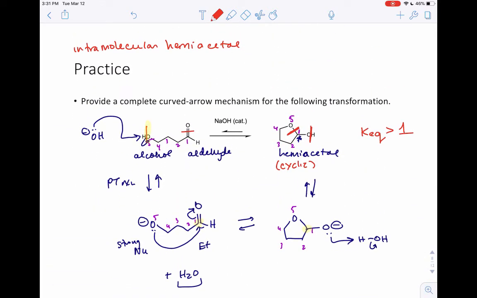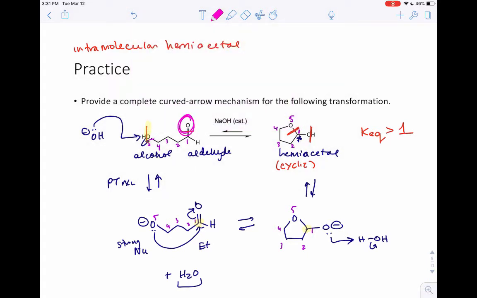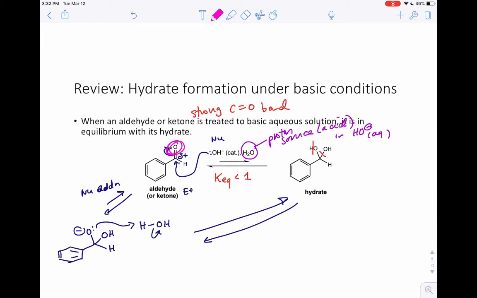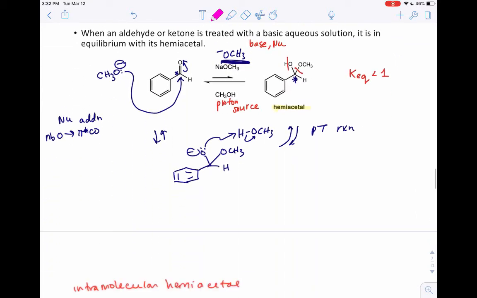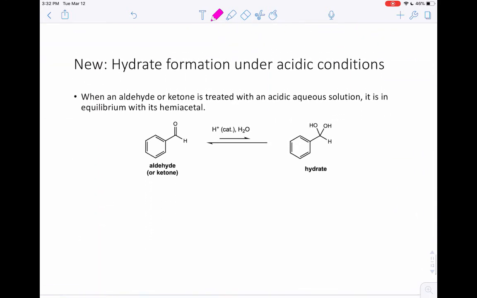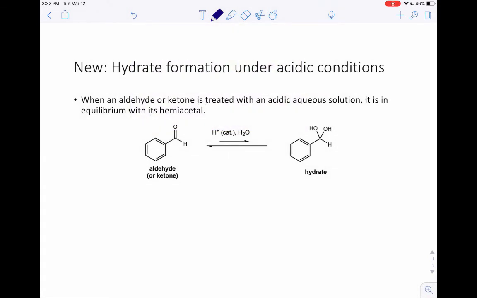Let's look here. So at the hemiacetal formation, let's get some hot pink. This oxygen of the aldehyde is right here, retained, right? Still there. Hydrate formation. This oxygen is retained. We were saying it's that one. All right. So under basic conditions, that oxygen is retained. All right. So let's take a look at acidic conditions with an old friend, the hydrate.